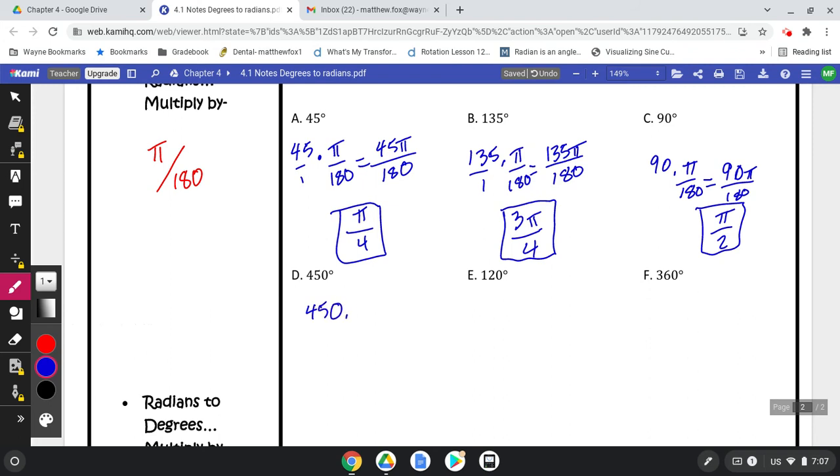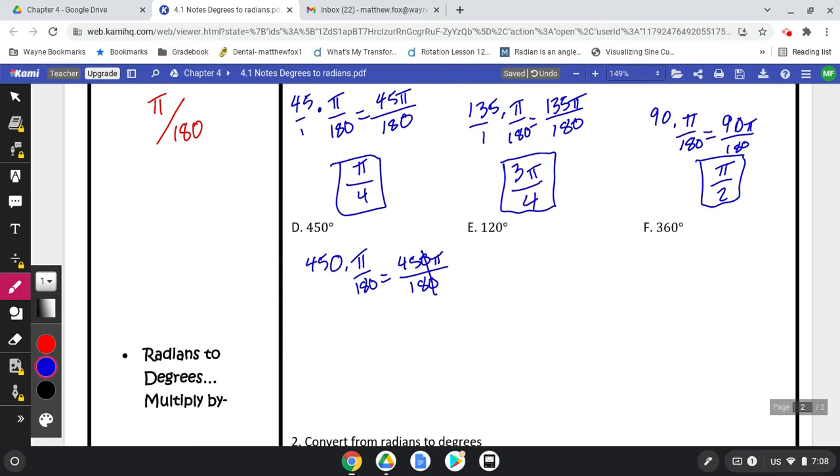And once again, all we got to do is multiply by pi over 180. So this one starts to get a little bit bigger. 450 pi divided by 180. Now, if this gets a little more confusing, here's a hint. If they both end with 0, we know that cancels out. Now we're down to 45 and 18. That's maybe a little easier to manage. 5 pi over 2, because 9 goes into both of those.